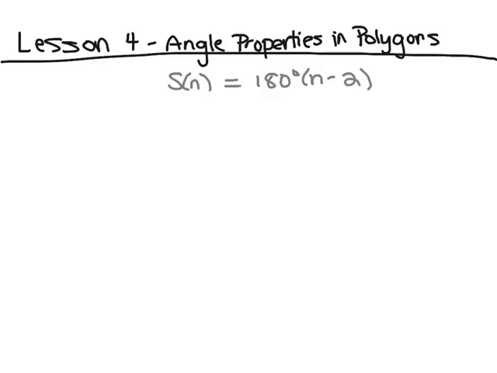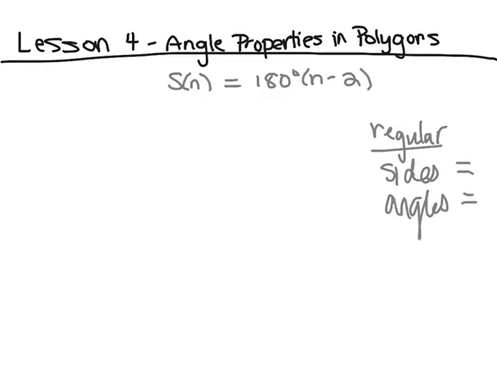Example 3. A floor tiler designs custom floor tiles using the shape of regular polygons. So just make a note, a regular polygon means all the sides are equal and all the angles are equal. I wrote this down at the top of my page. You need to write this down somewhere. The sides are equal and the angles are equal.